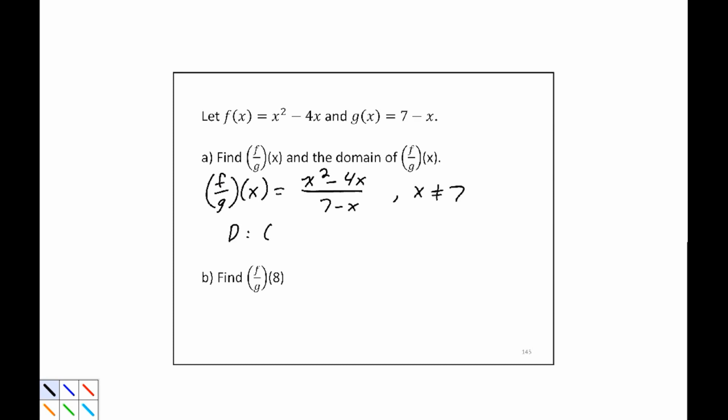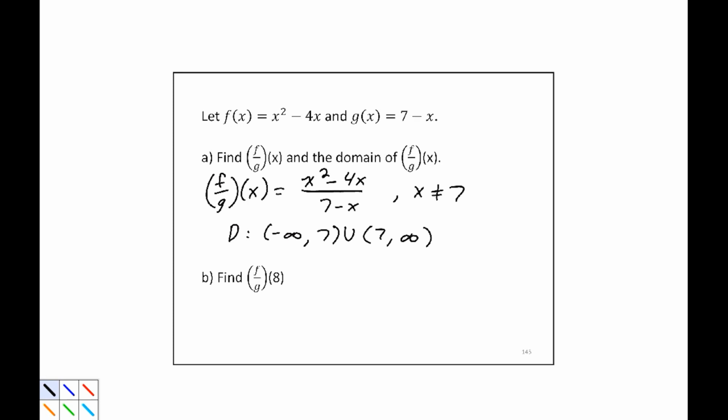Our domain begins at minus infinity as an interval all the way until 7. That's the only problem we have. Close parentheses, because we don't want to include that. Union, open parentheses, 7, comma, positive infinity. All real numbers except for positive 7 is our domain.